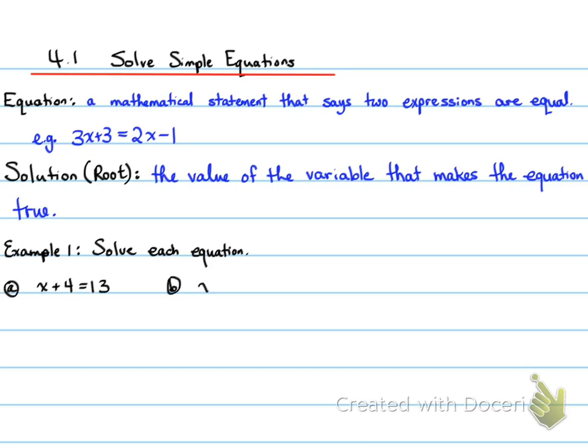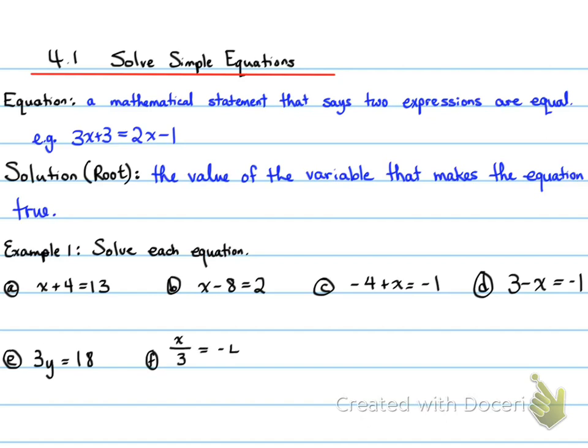x plus 4 equals 13. x minus 8 is equal to 2. Negative 4 plus x is equal to negative 1. And 3 minus x is equal to negative 1. Moving on. 3y is equal to 18. x over 3 is equal to negative 4. Negative v is equal to 9.